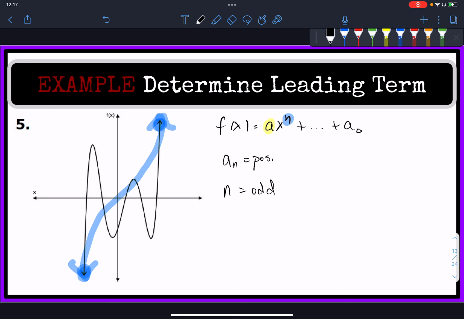Now, because of the number of turning points, 1, 2, 3, 4, 4 turning points, I know this odd number n has to be greater than or equal to 5. So I know it has to be 5 or higher, 5, 7, 9, whatever. But I know it has to be an odd exponent greater than or equal to 5.